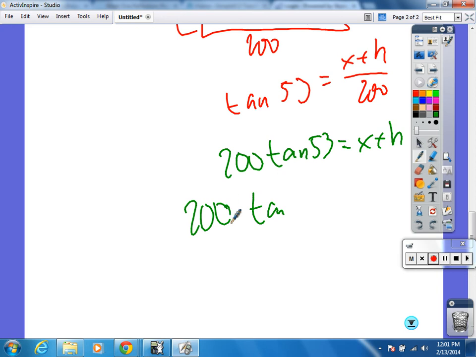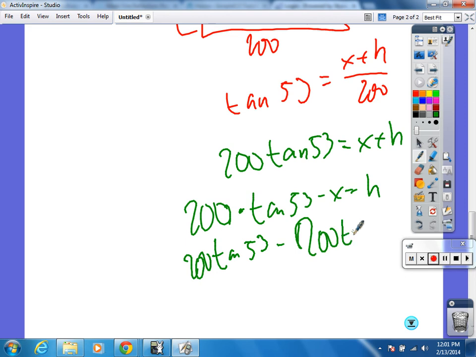Okay, times. See, it still works. Minus x equals h. Or 200 tangent of 53 minus, is it 200 again? Tangent of 35. Is that what x is? 200 tangent of 35. I just use substitution, right? Equals h. Now plug it in, because we don't want to estimate till the end, correct, Kenneth?